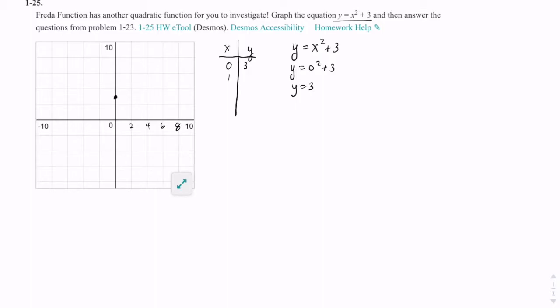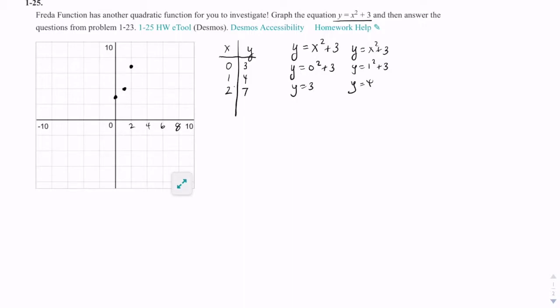Let's put a 1 in, right? And if I put a 1 in, I'd get y equals x squared plus 3, y equals 1 squared plus 3. 1 squared is 1, so y is 4, right? So 1, 4. 1, 4 is right here. If I put a 2 in, right, I'm going to start to do these in my head. 2 squared is 4, plus 3 is 7, right? 2, 7. 2, 4, 6, 7 is right here, right? And I can kind of see the shape, but now let's put negatives in.